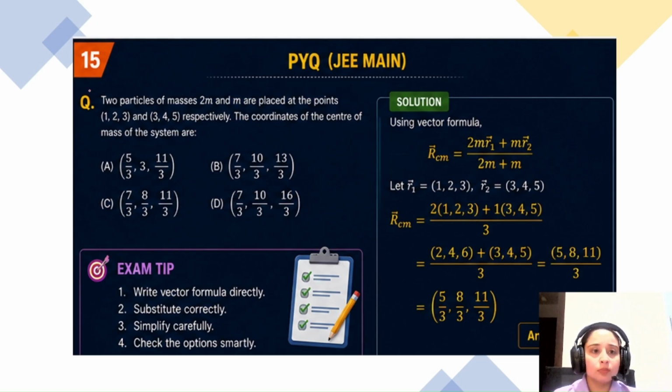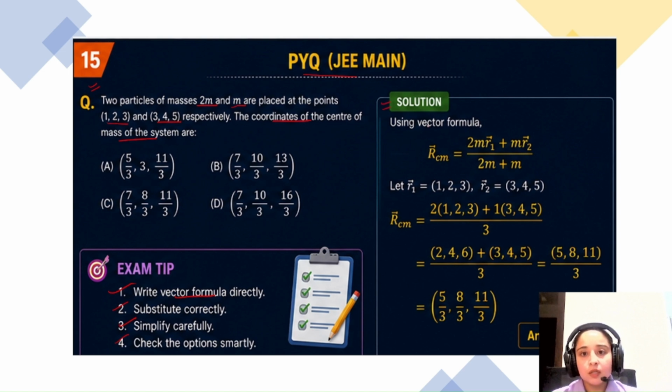Lastly, we will discuss this numerical. This is a PYQ from JEE Main. Two particles, 2m and m, are placed at positions given as (1, 2, 3) and (3, 4, 5) respectively. We need to find the coordinates of the center of mass. So always write the vector formula, then substitute the values, then simplify carefully and check the option smartly.